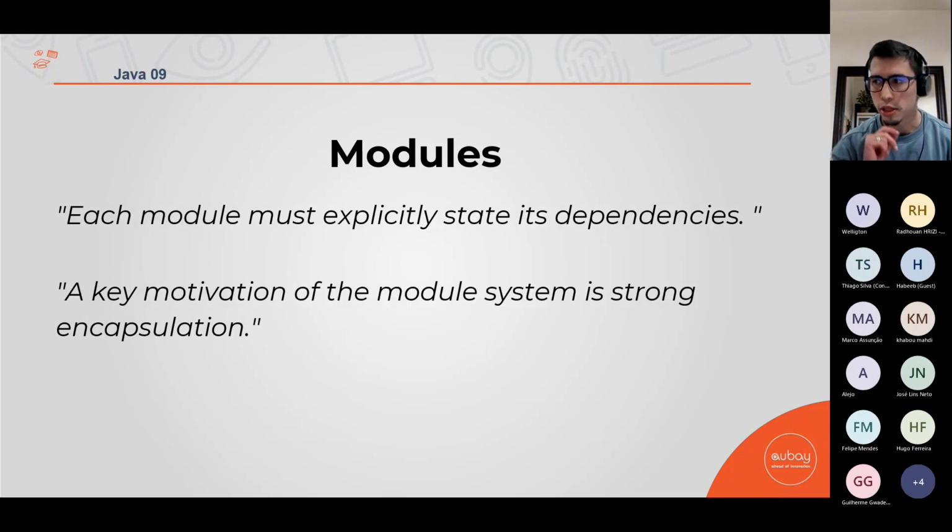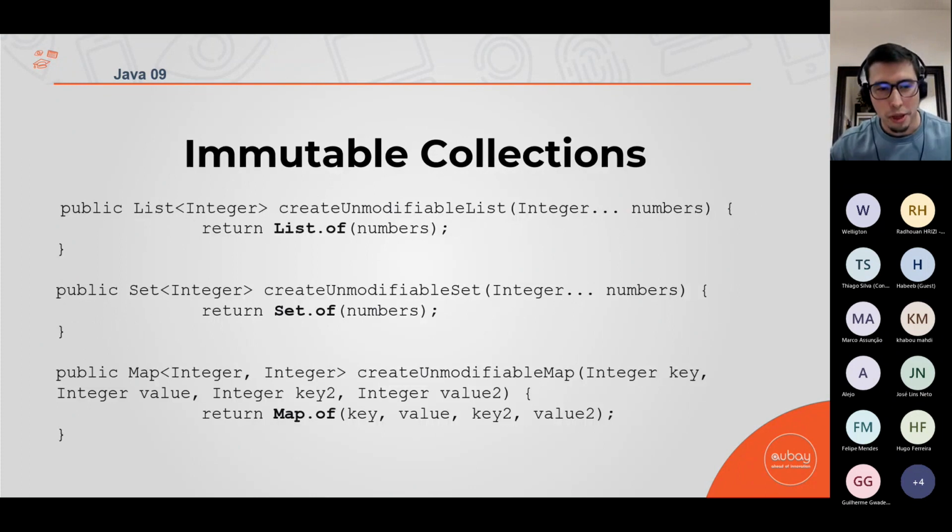Two important keys about modules are that each module must explicitly state its dependences, and a key motivation of the module system is strong encapsulation. Okay, these are the keys of modules. I will not show you examples because this is another big topic you can study on its own, so I will keep moving on.